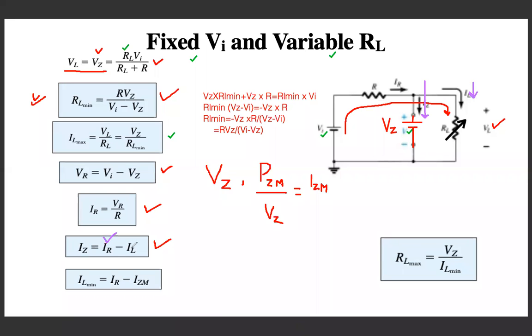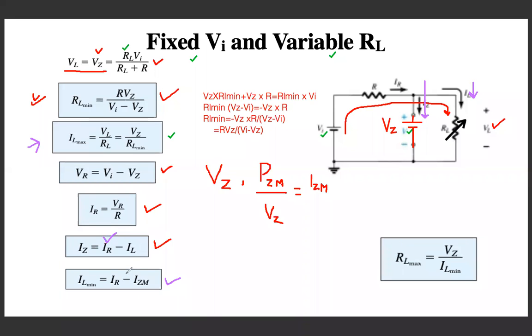We are subtracting something from it. So if we put this as the maximum value, that means this is the minimum value of the current through the load. So with this relation, we will calculate the minimum value of current that can flow through the load resistance. The maximum value we already calculated right here. That was simply the ratio of Zener diode voltage divided by the minimum value of load resistance, which we calculated in the first step.